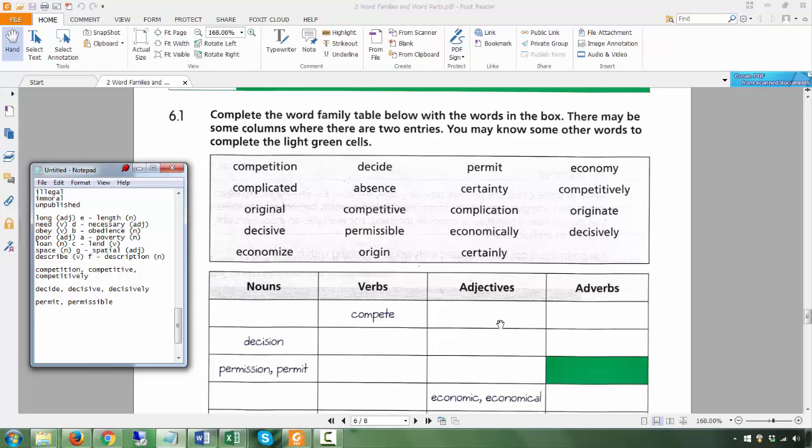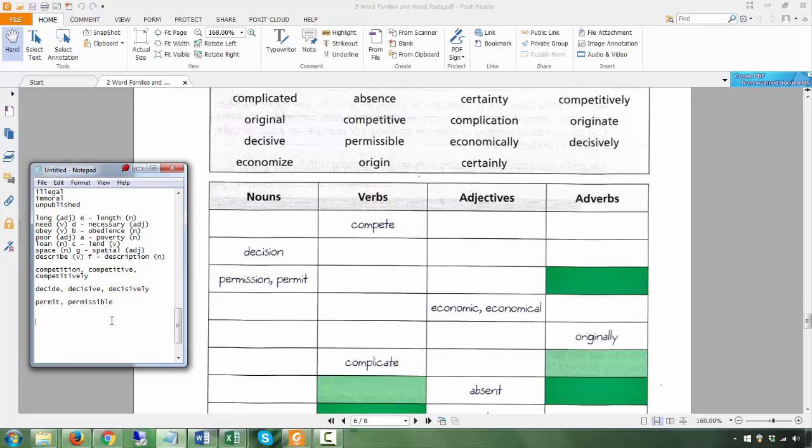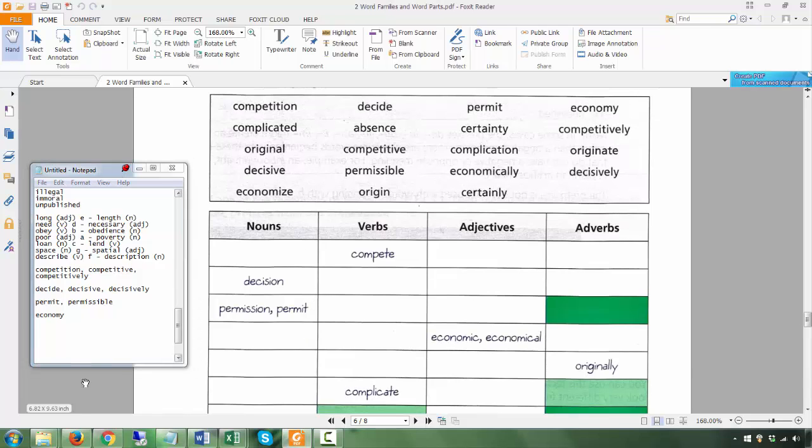Economic or economical, the noun would be, let's see, economy. The verb would be economize, and the adverb will be economically. Okay, and origin: the noun will be origin, the verb will be originate, the adjective will be original.